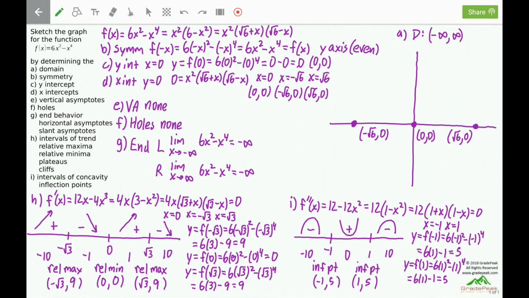We have left end behavior of negative infinity. That means over at the left end it's going to travel down to negative infinity. It'll end up down here. And we have right end behavior also of negative infinity, so at the right end it will also travel down to negative infinity. So it'll end up down on both ends. We'll be sure that that is the case.